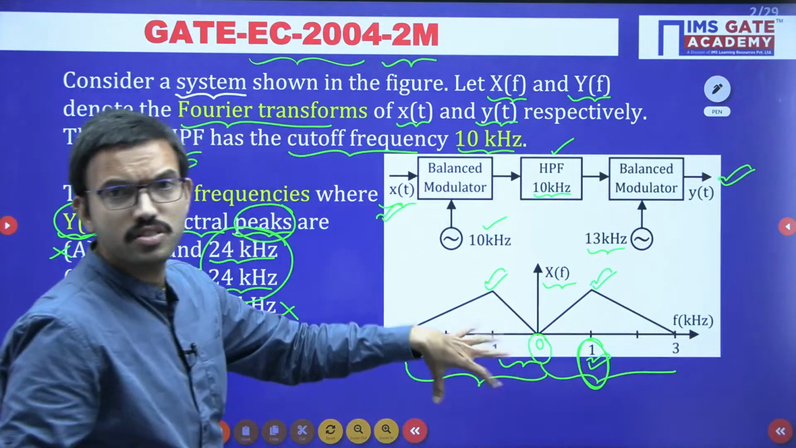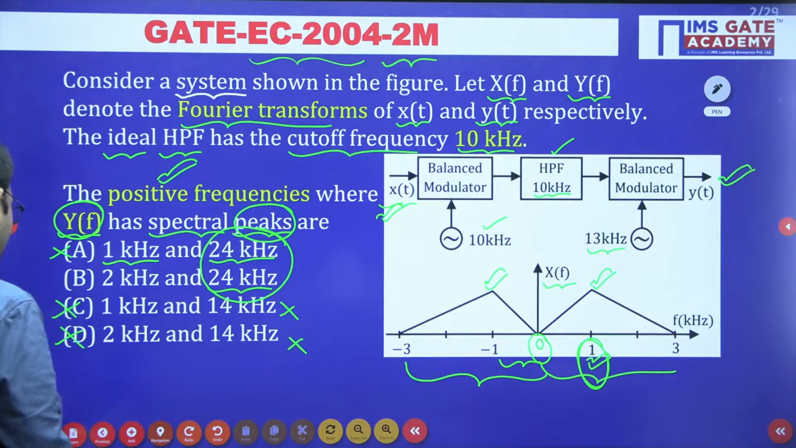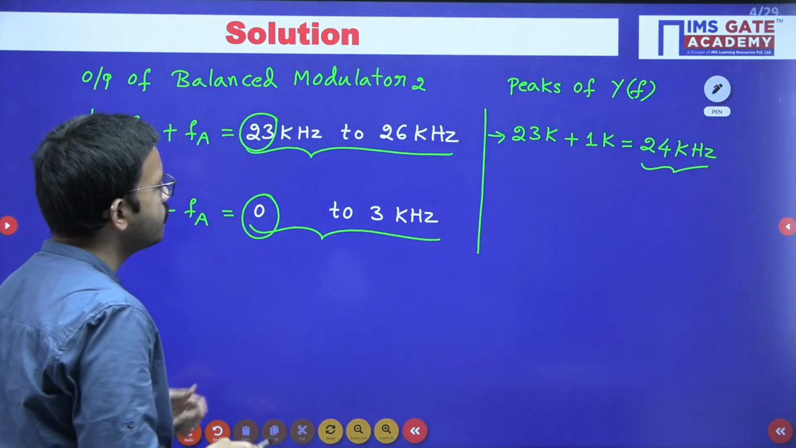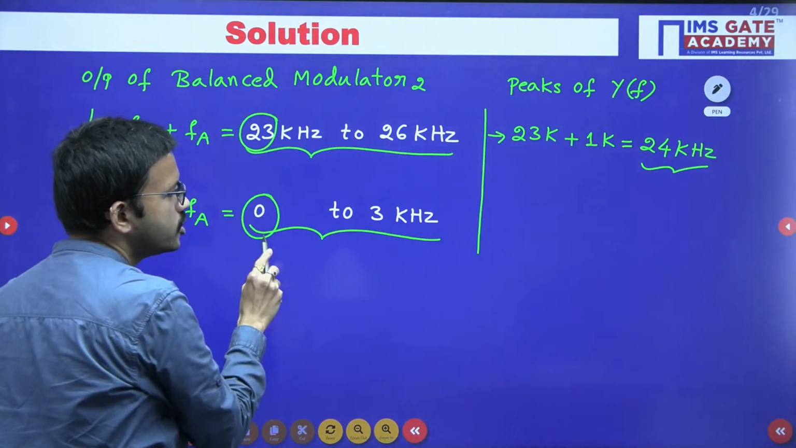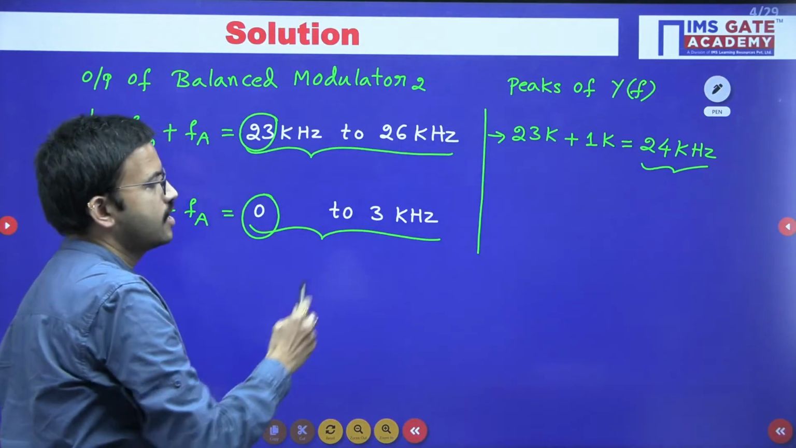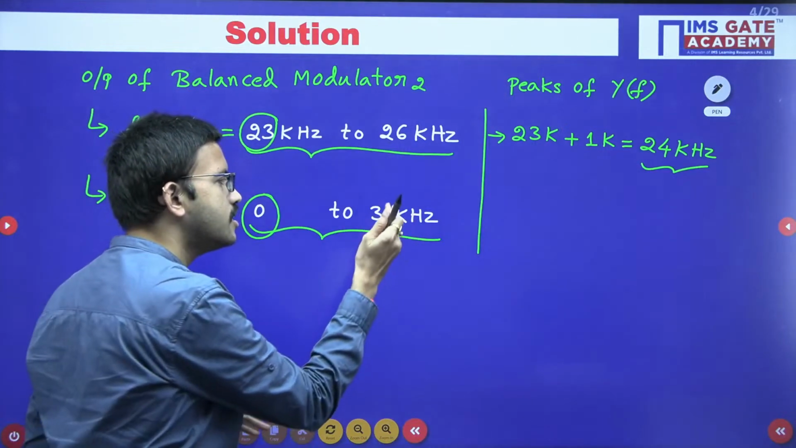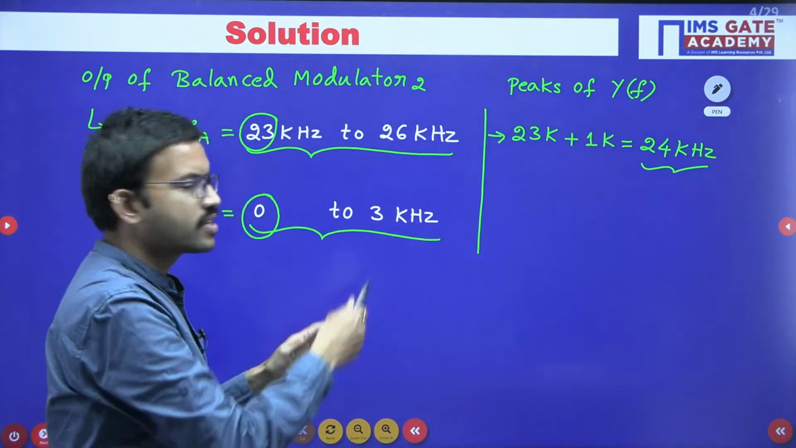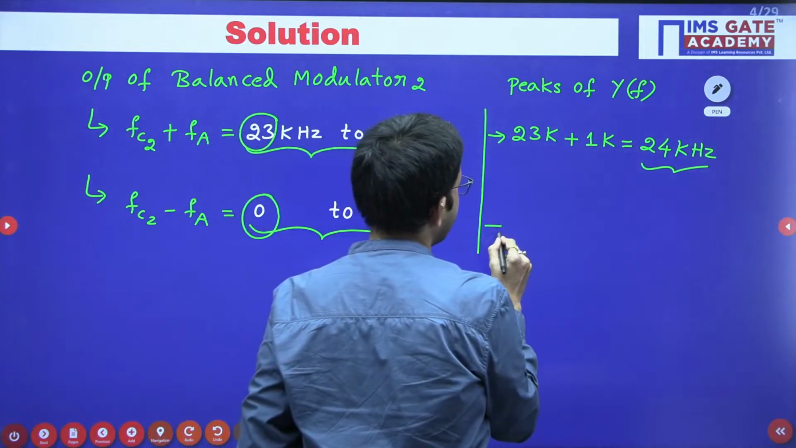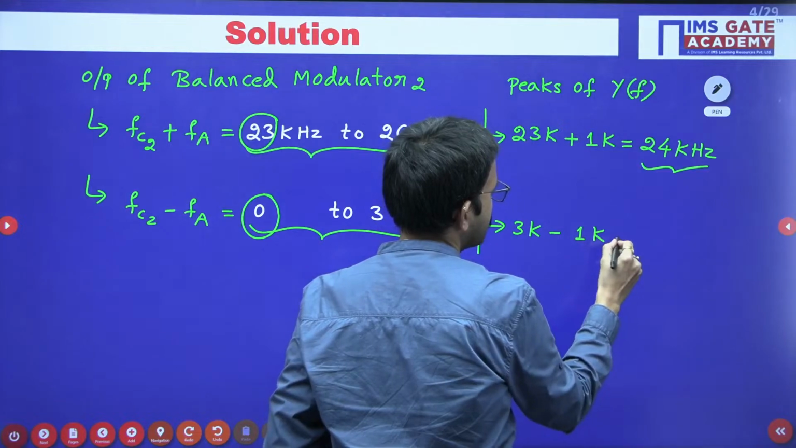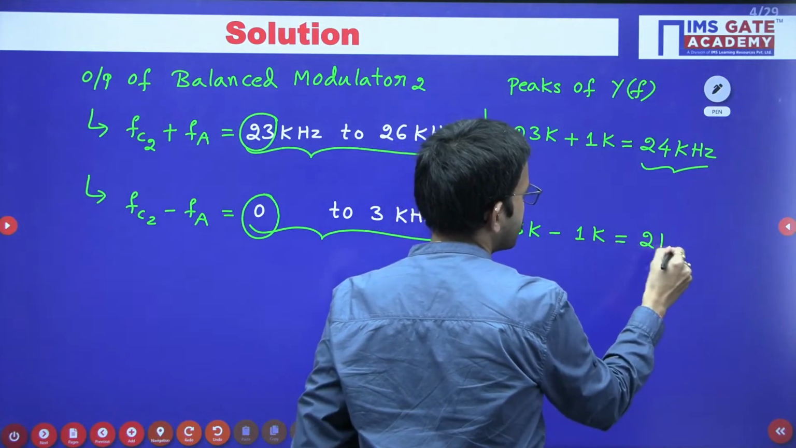But the same logic you can apply now. If you apply that logic, then there is no problem at all. Here you are having a band of frequency starting from 0 to 3K. But now what I have told, here we have to consider from 3K, we have to subtract 1K. 3K minus 1K, that is nothing but 2 kHz.